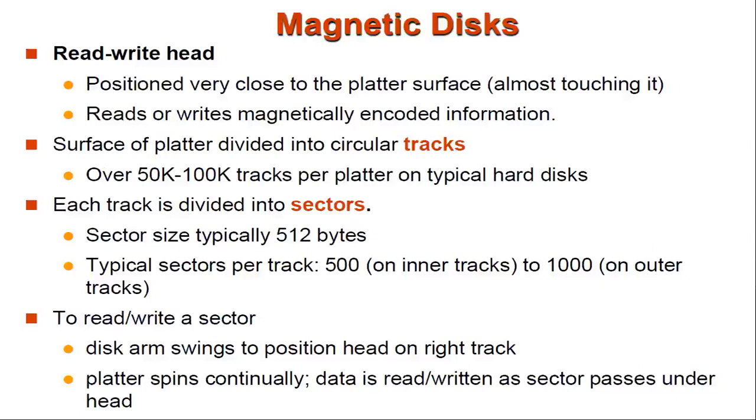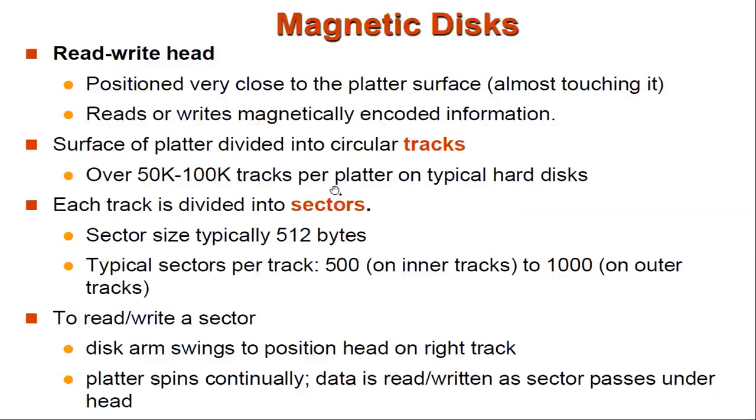Some more details about the magnetic disk. You have the read-write head, positioned very close to the platter surface, almost touching. It reads or writes magnetically encoded information, so it can read and write the data from the magnetic surface. The surface of the platter is divided into circular tracks. That's what we just saw in the diagram, tracks.